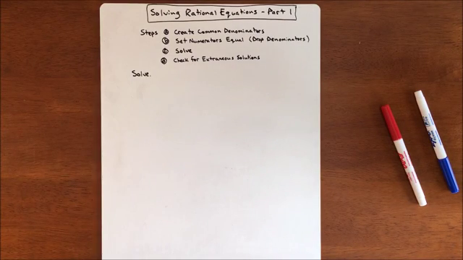In this lesson, we're going to be solving rational equations. And there's kind of a process to it. This is the first part. We're going to do about 5 problems in this one, and then we'll do about 4 problems in the second part, and they'll be a little bit more complicated in the second.